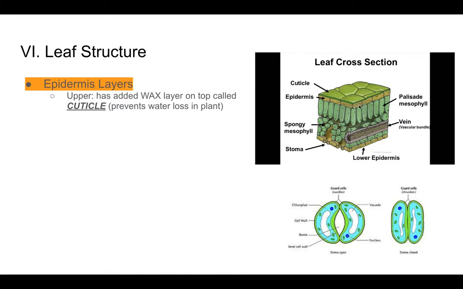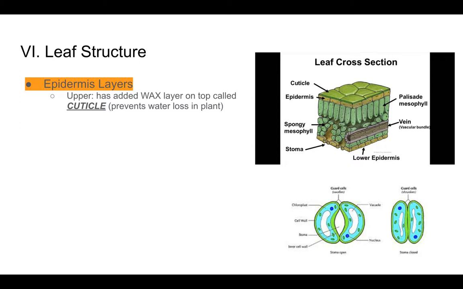So if we talk about the upper epidermis for a second, notice that on top of the epidermis is another layer called the cuticle. Label the cuticle. The cuticle is a big waxy layer right on the surface of the top part of the leaf. And that cuticle is actually going to help the plant to not lose water back out to the atmosphere.